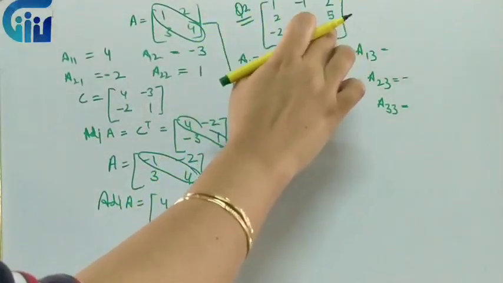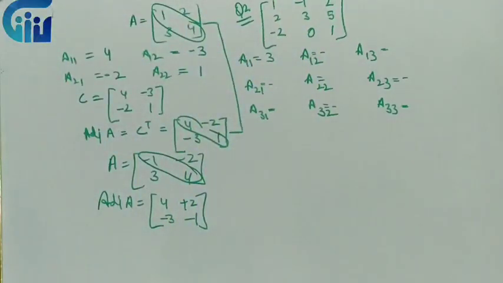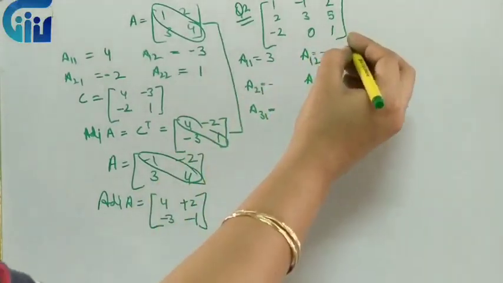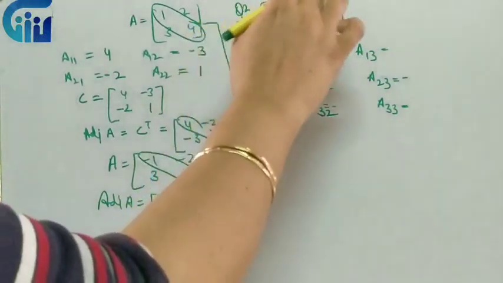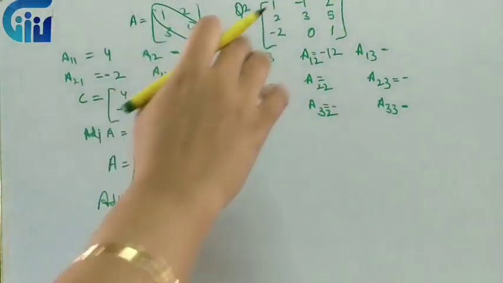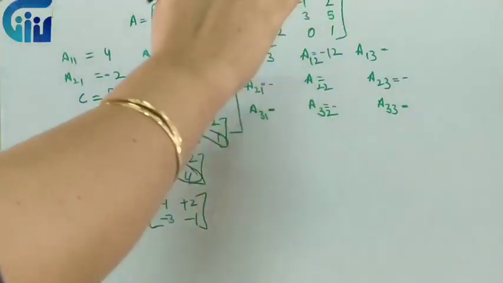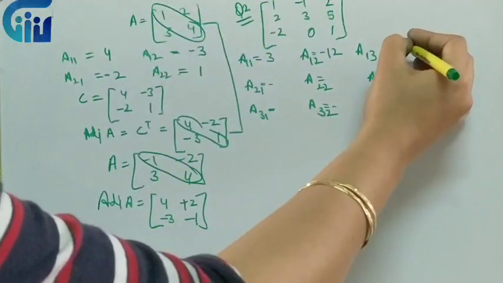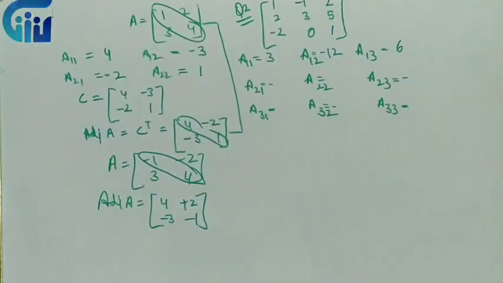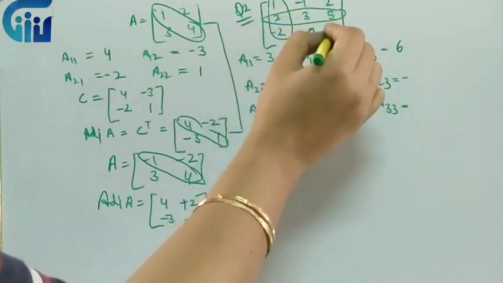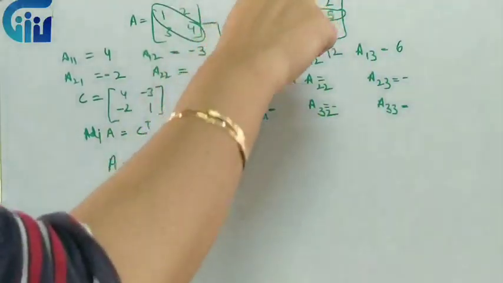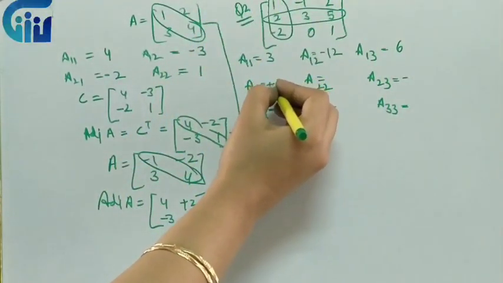A12, I'll cover it like this. 1 into 2, that is 2, minus 10. 2 minus of minus 10 means 12, so it is minus 12 over here. Then next is A13: 0 into 2 is 0, and this is minus into minus 6, plus 6, so it will be 6 over there. Similarly, let's cover it along this particular row and this particular column. So 1 into minus 1 is minus 1 and 0, so this will be plus 1 over here.